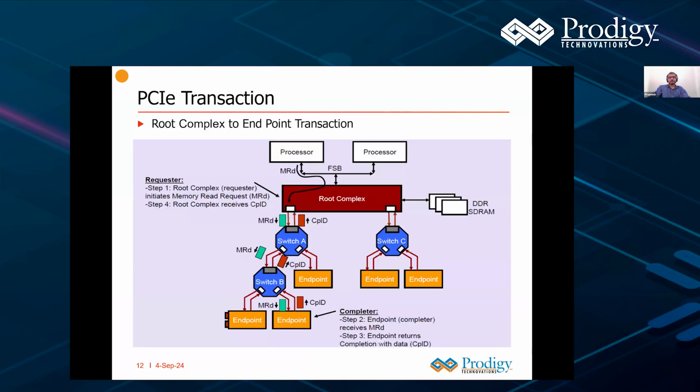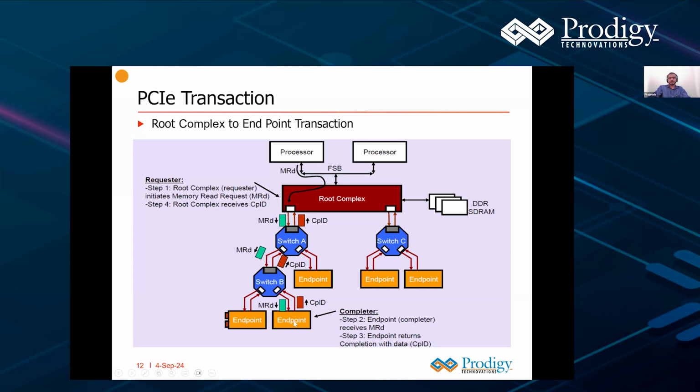Now let's see how a PCI transaction normally happens. This is an example of a root complex to endpoint transaction, where the root complex is the initiator or the requester and the endpoint is the completer. It can happen from the root complex to any endpoint. In this case, we considered this endpoint as the final destination. The root complex issues a memory read command, and the switch, based on its routing table, knows where the destination is, so it routes it to the corresponding node, which is the next switch, and the next switch sees that it is targeted to this endpoint, and the request reaches the endpoint.